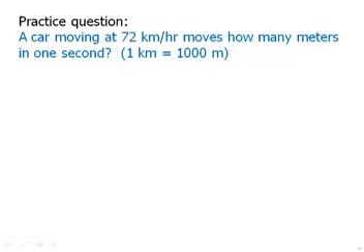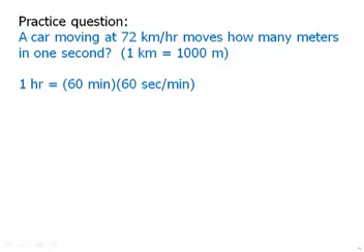Here's another question. Pause the video and then we'll talk about this. A car moving at 72 kilometers per hour moves how many meters in 1 second? So we're told that 1 kilometer equals 1,000 meters. Well, we also have to change hours to seconds. Well, we know that 1 hour is 60 minutes, and each minute has 60 seconds. So 60 times 60 is 3,600. 1 hour equals 3,600 seconds.